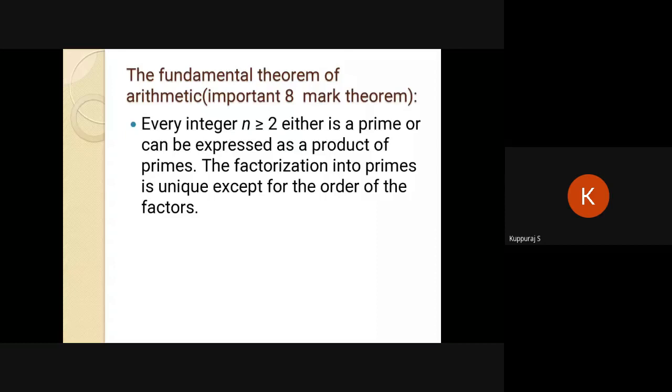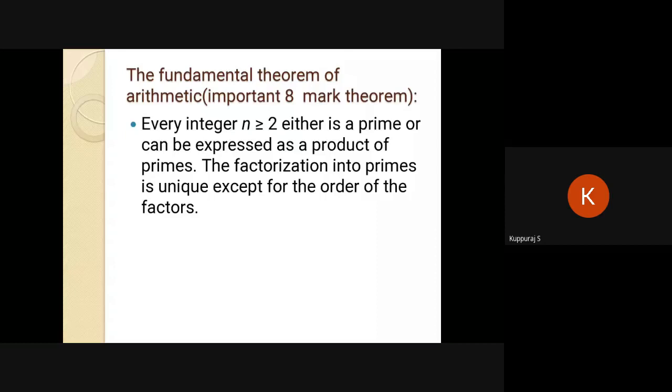What do you mean by the fundamental theorem of arithmetic? Every integer n greater than or equal to 2 either is a prime or can be expressed as a product of primes. The factorization into primes is unique except for the order of the factors. First, you have to know that every integer n greater than or equal to 2 either is a prime or can be expressed as the product of primes. What do you mean by the next sentence? The factorization into primes is unique except for the order of the factors.